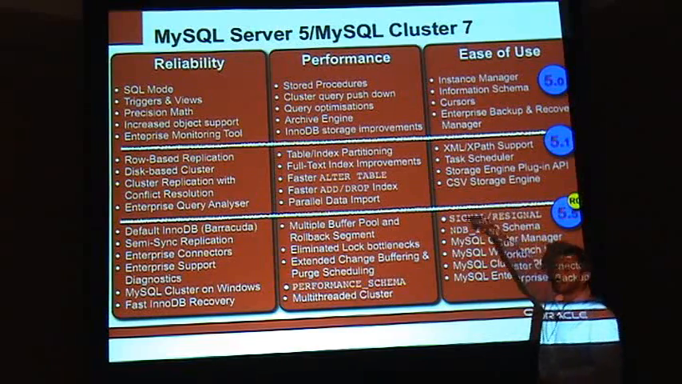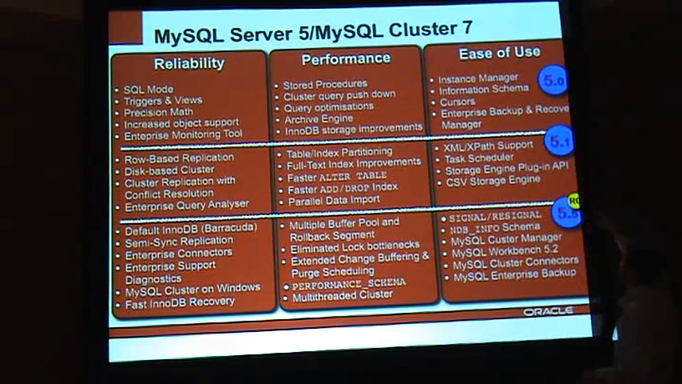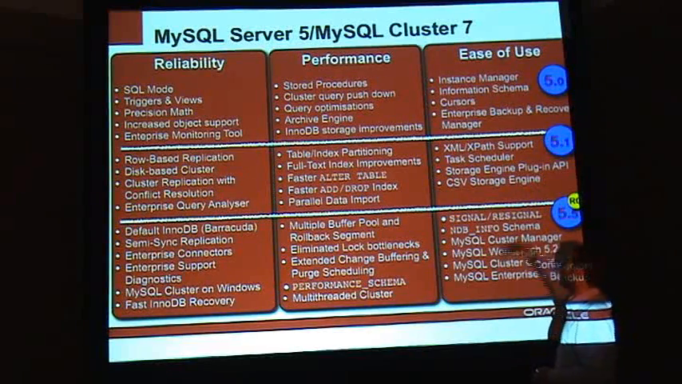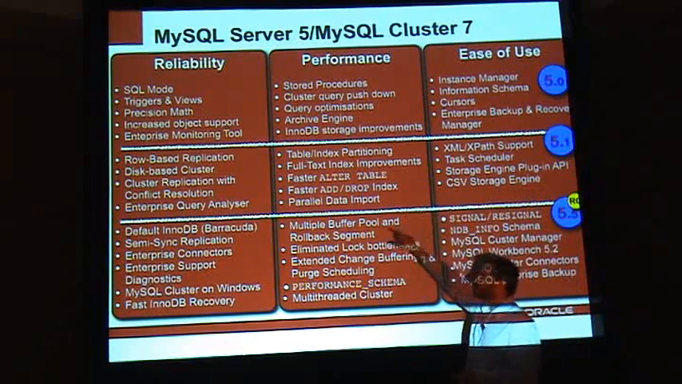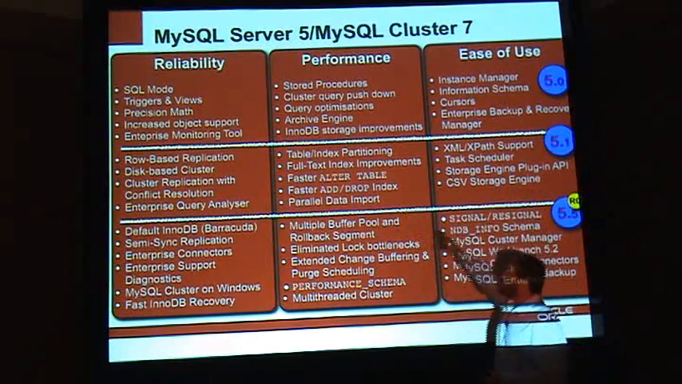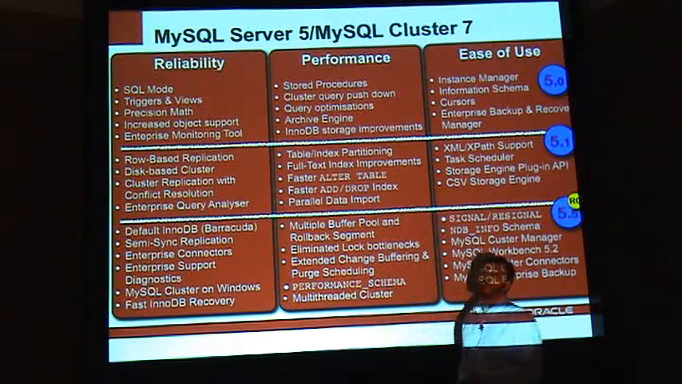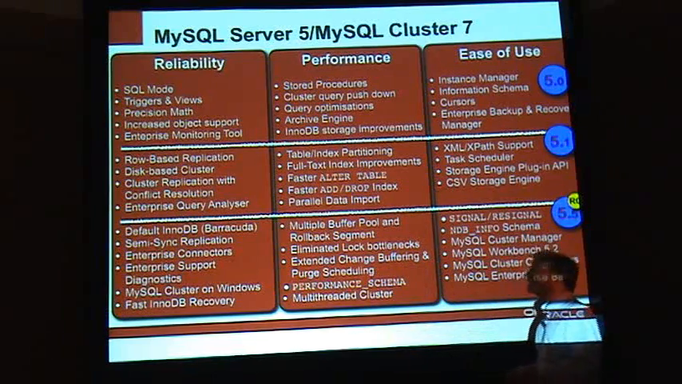We also added server cursors. We didn't have them before, and information schema, and so on. So you can see the subset of the most important features. In 5.1, we added row-based replication. We added partitioning. We have improved full text indexing, etc.